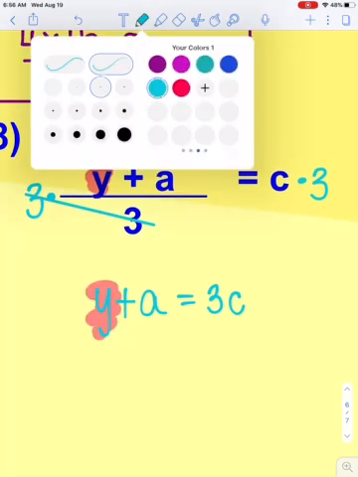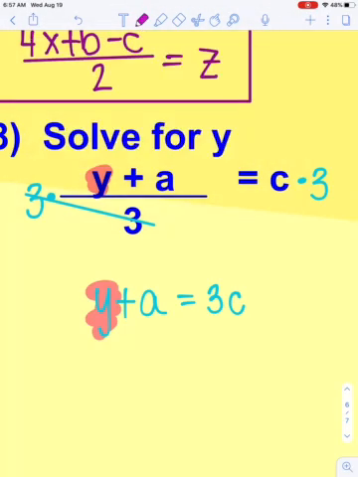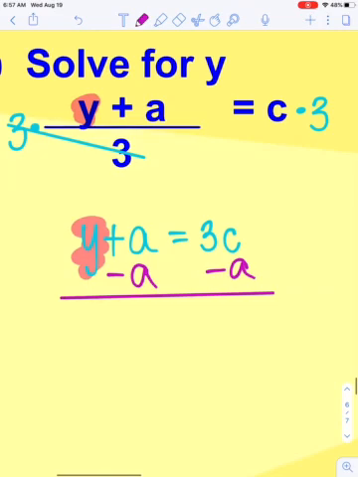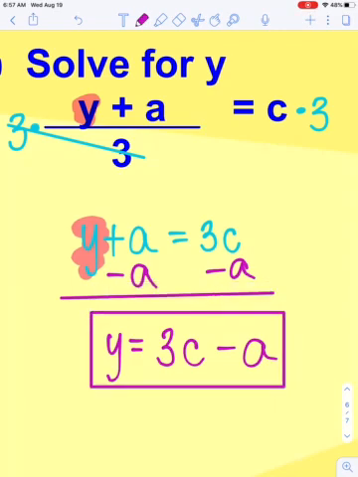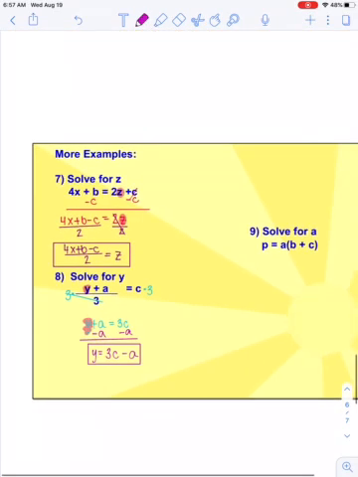I'm still solving for y. The only thing that's still happening to it is that it is being added to a. The opposite of adding a is subtracting a. Again, when I'm looking ahead, I notice that the right-hand side does not have any a's currently, so it's just going to have to be put on the end. So I'm just going to subtract a. They are not like terms, so my answer is just going to be 3c minus a. And you're done.